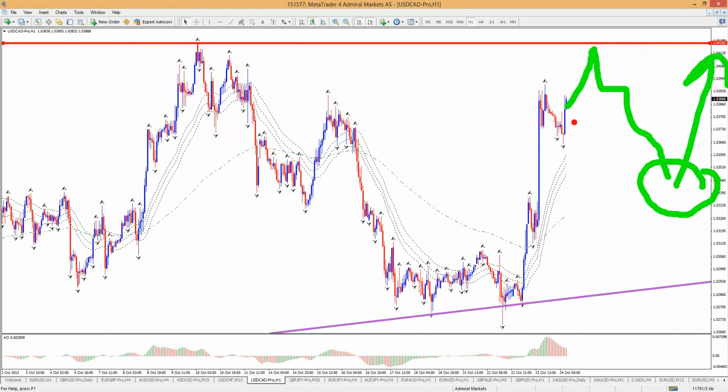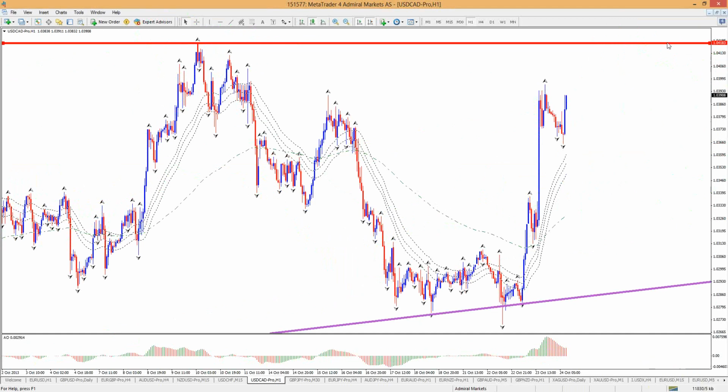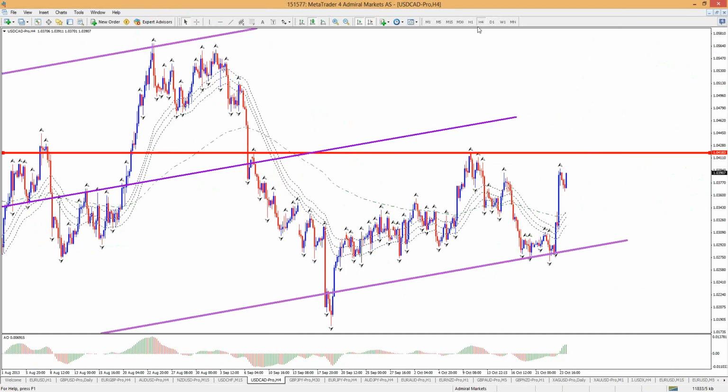The other option, of course, would be if we were to move down here and break the bottom, and then, of course, the bears are interesting. I'm not even showing that because it's probably not going to happen soon.